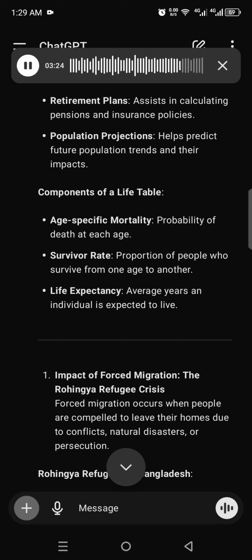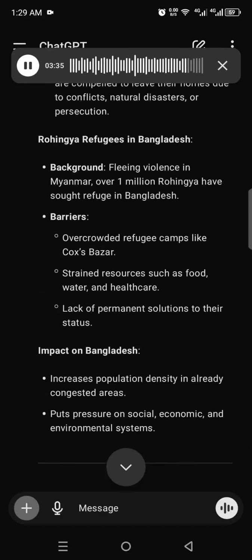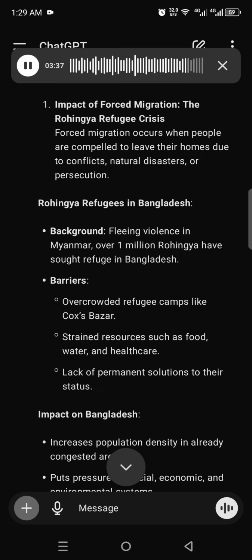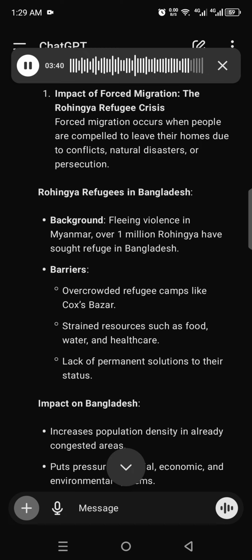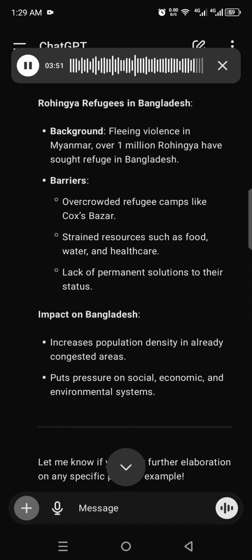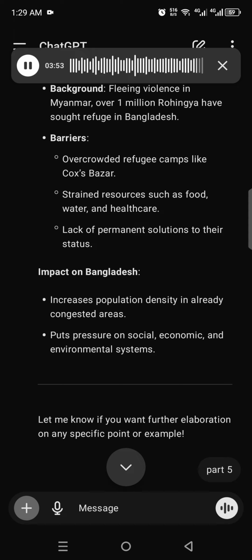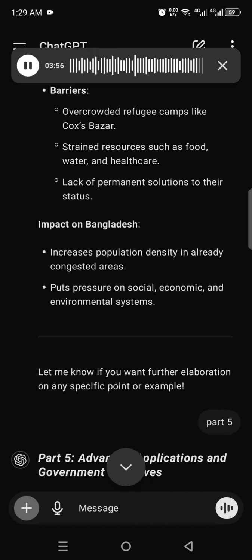20. Impact of forced migration, the Rohingya refugee crisis. Forced migration occurs when people are compelled to leave their homes due to conflicts, natural disasters, or persecution. Rohingya refugees in Bangladesh. Background: fleeing violence in Myanmar, over 1 million Rohingya have sought refuge in Bangladesh. Barriers: overcrowded refugee camps like Cox's Bazar, strained resources such as food, water, and healthcare, lack of permanent solutions to their status. Impact on Bangladesh: increases population density in already congested areas, puts pressure on social, economic, and environmental systems.